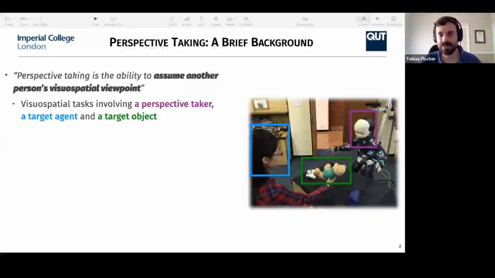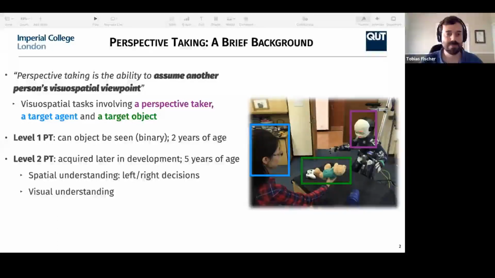It's a perspective taker, which in my case is the iCub robot. It's a target agent, so a human interacting with the robot, and 1 or more target objects. And you will see that in this picture, the object of consideration is perceived differently by the robot and the human, and the robot has to know that there's a difference in perception in order to interact efficiently with the human. And psychologists have found that there are 2 different levels of perspective taking.